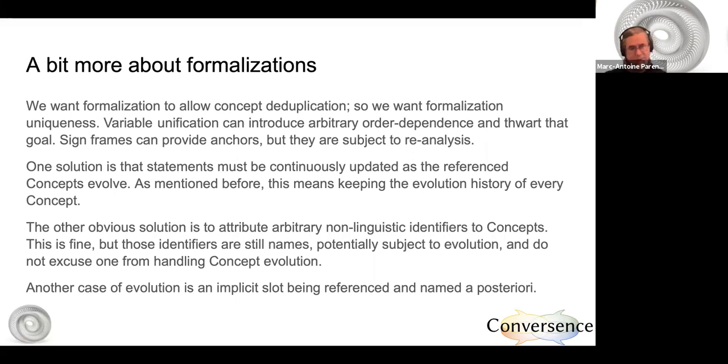And the other obvious solution, besides continually reevaluating statements, is to give a unique non-linguistic identifier to concepts, like a UUID or SHA sum or whatever. Part of me loves IPLD and SHA sums and content-addressable identifiers, and I totally believe in the value of that. But what I want to make clear is that if concepts evolve, it doesn't matter that you used a UUID or SHA sum or whatever. There's still going to be concept evolution. You still have to follow it.